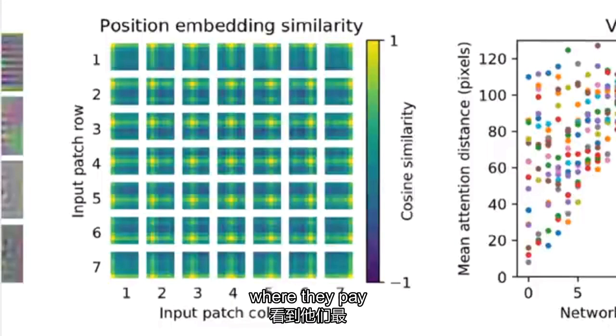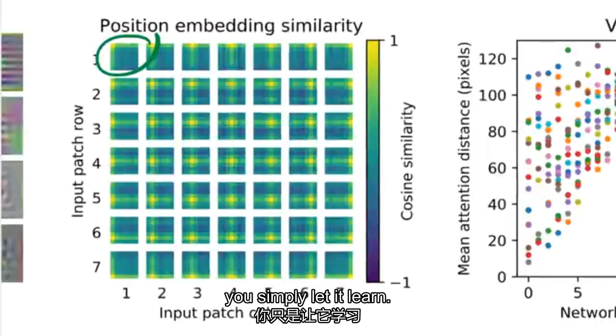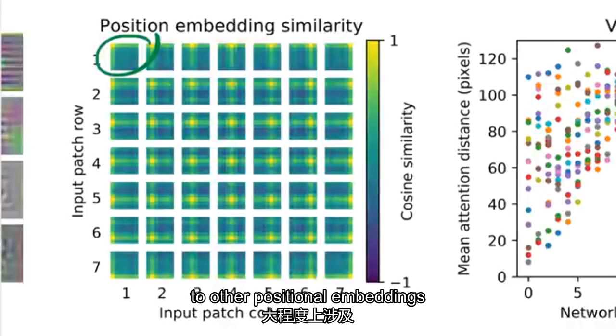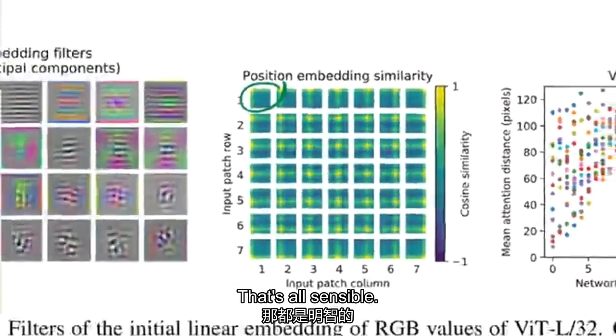You can see where they pay attention to mostly, and it seems like this positional embedding largely recognizes where it is in the image, even though you never tell it, you simply let it learn, but it relates to other positional embeddings that are in the same row or column largely, and that's all sensible.